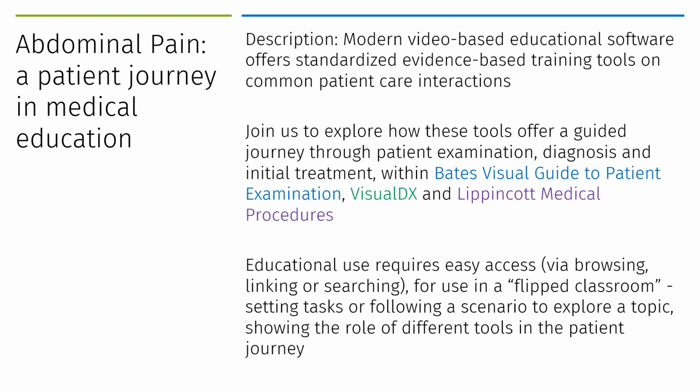One thing that we expect when we use these types of electronic materials, though, is ease of access. So being able to link into this content really, really easily and quickly. We expect to be able to browse through it as if we're browsing through a traditional book or searching inside it. And if we're going to use it in that flipped classroom way of being able to set a task or ask a student to follow a scenario to explore a topic, we expect ease of access, a way of getting into it easily and exploring it in a very complete way.